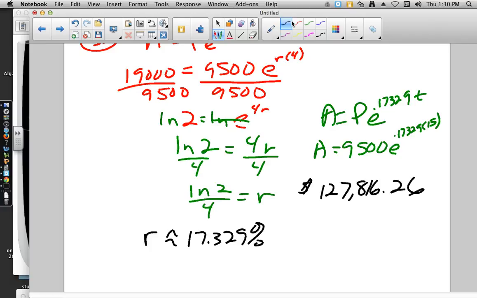So that would be how much in 15 years. So you need that interest rate first in order to figure out what's going on with the account, how that interest is accumulating.